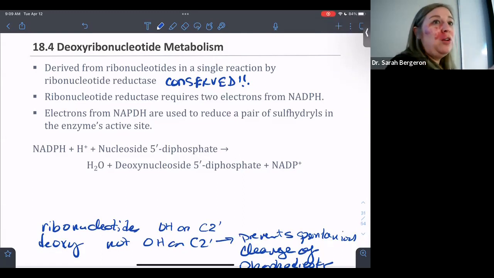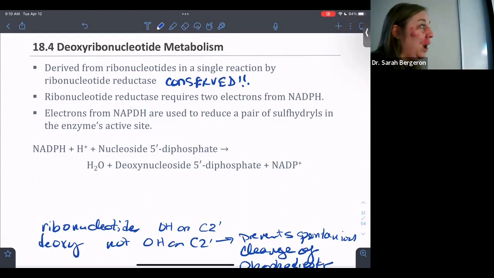Have y'all heard of the RNA World Theory? Yes, a little bit. Okay. So that's part of what we're going to talk about today. We'll talk about why we think everything started out as RNA and then changed. This enzyme, ribonucleotide reductase, is the key that allowed us to change from an RNA world to a DNA world. And we'll see why in just a second.